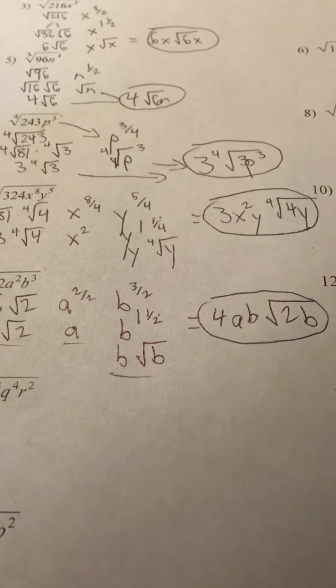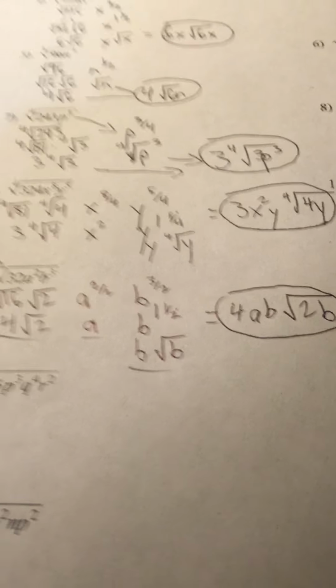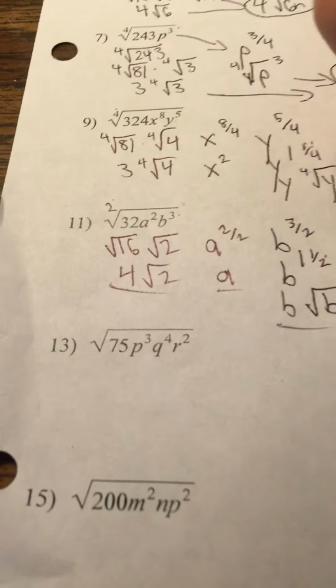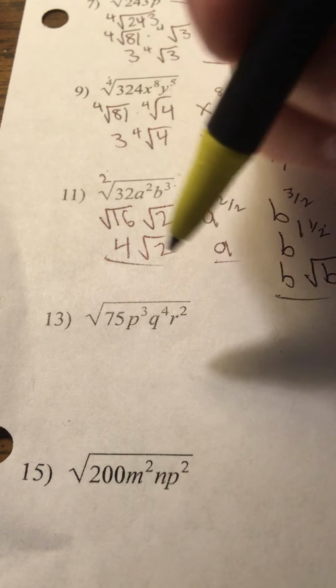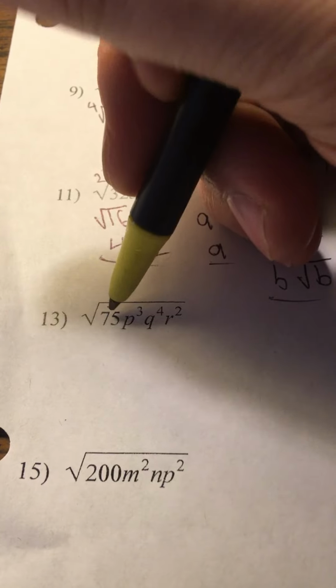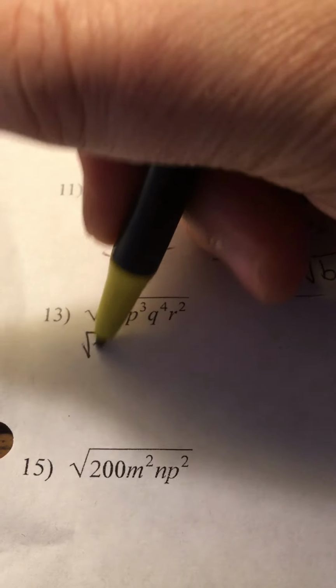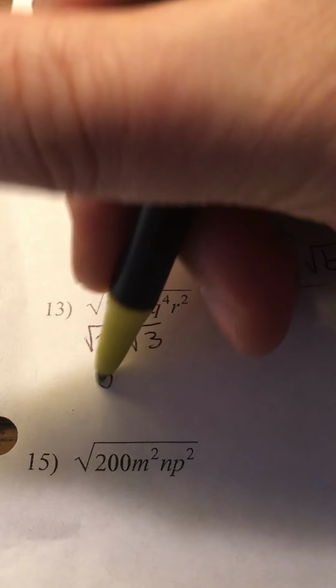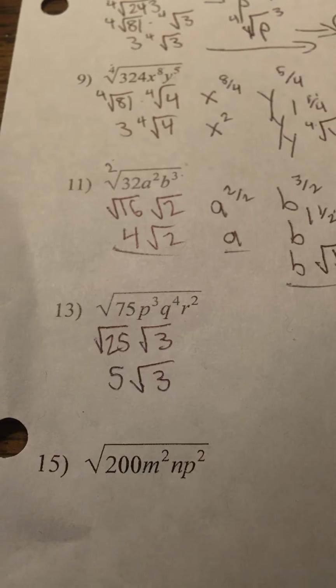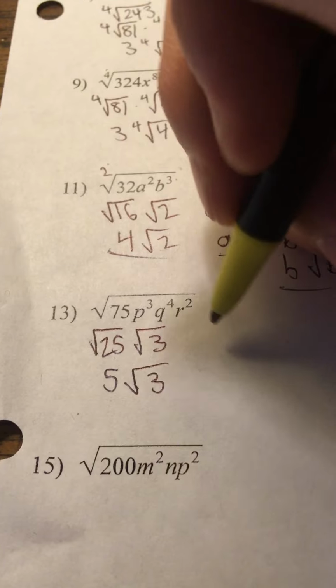One last problem. All right. Square root this time. We got 3 variables, so I need to do all 3. So square root of 75, let's split that up into 25 times 3. Square root of 25 is 5, so that becomes 5 square root of 3. And then I need to work each of the variables separately.